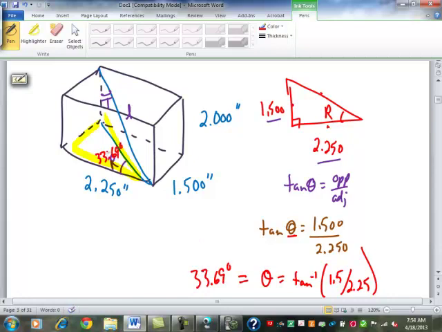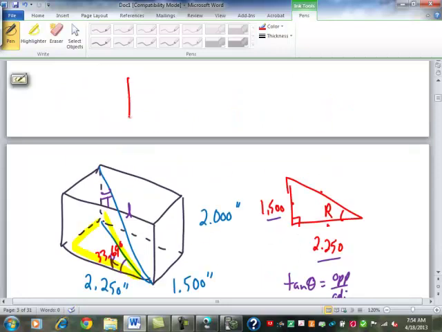So that's telling me that if I'm putting this on the table, here's my inlet hole, here's my outlet hole, I'm going to rotate this direction so that this angle now is 33.69 degrees.